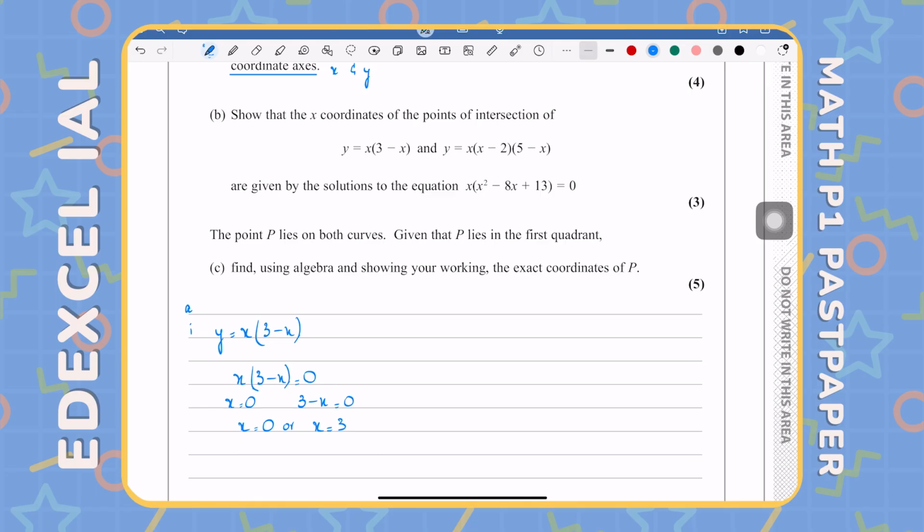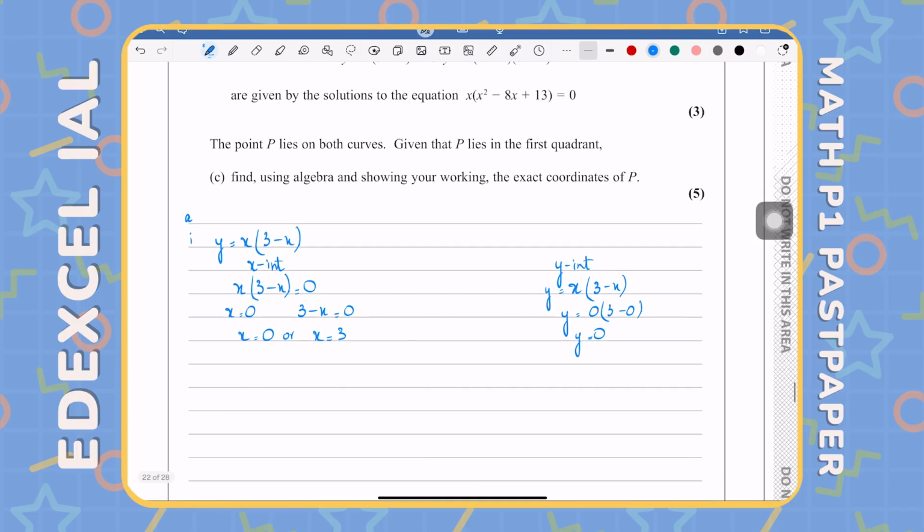Okay, now next thing that we have to do is find out the y-intercept. All this working was for x-intercepts. Now let's find out the y-intercept. For the y-intercept, we equate x to 0. So x times 3 minus x, this is the equation of the curve. If I plug in 0 in place of x, that means 0 times 3 minus 0. Everything just becomes irrelevant because as soon as we multiply by 0, we will get y as 0 as well.